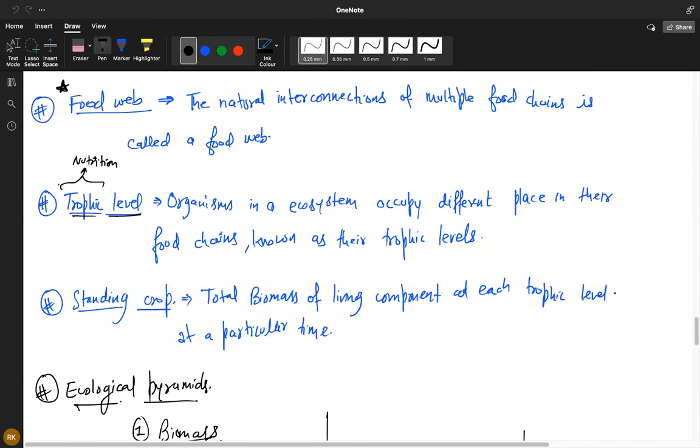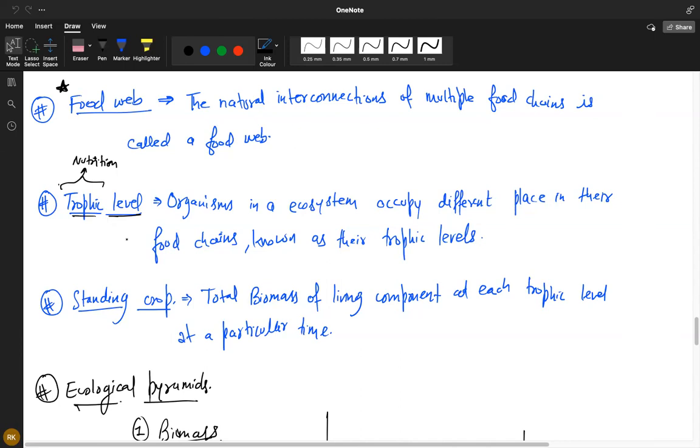And another concept which was important is of standing crop. Standing crop is the total organic matter or total biomass which is present or available at each trophic level at one particular time. So standing crop can increase or decrease based on changes in the food chain. For example, let's say there were 5,000 rabbits in a particular jungle.